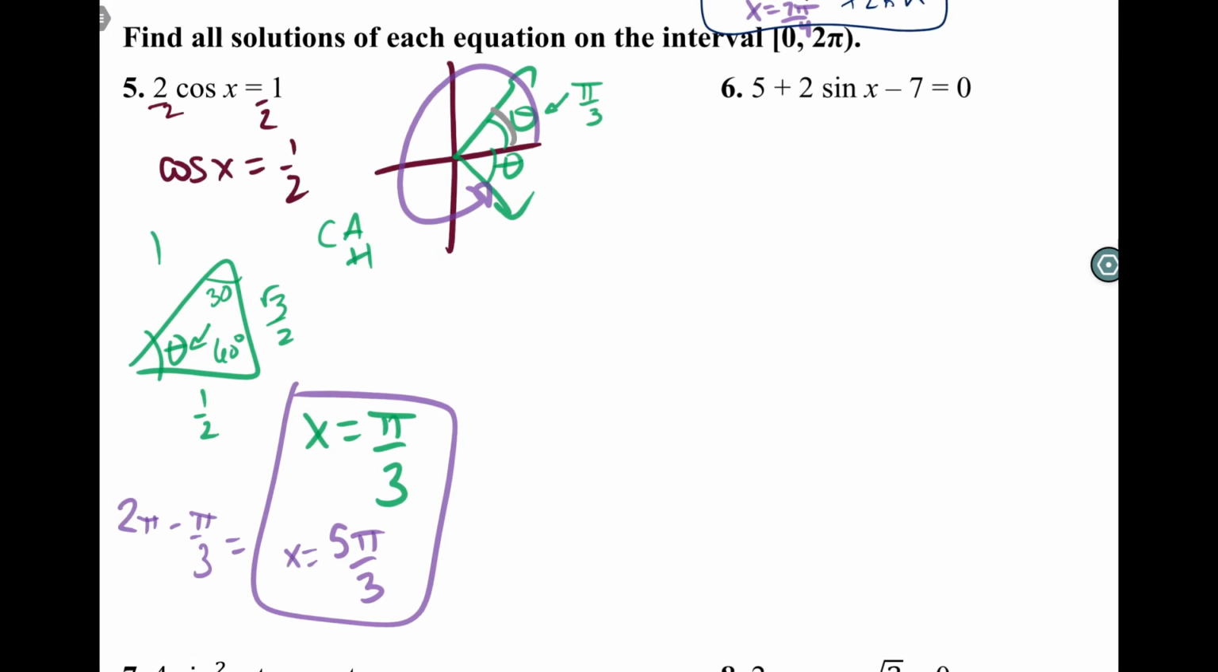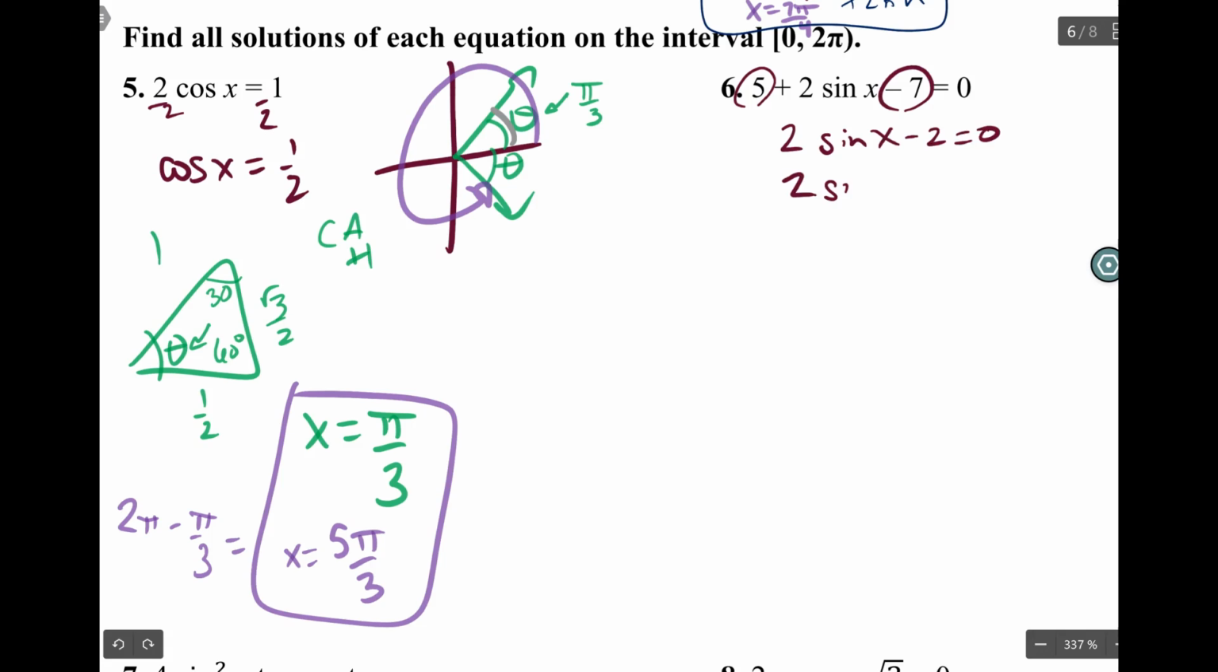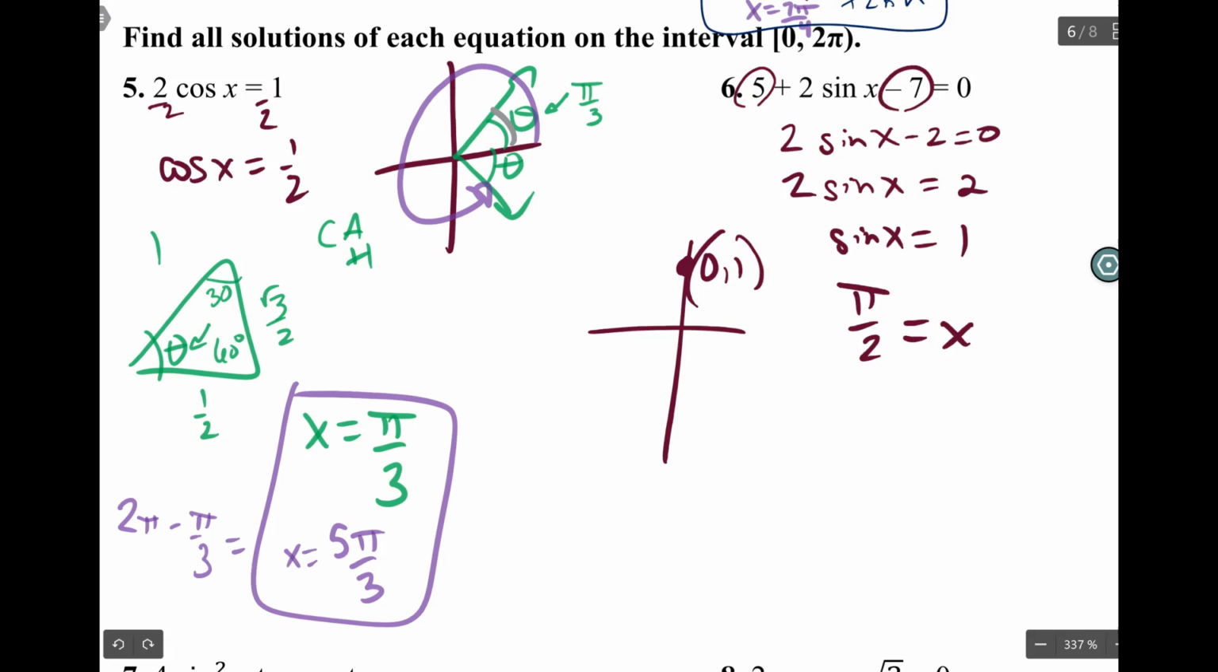Let's try this next one. So this is similar to the last question that was on your quiz. I need to get sine of x by itself. First, I'm going to combine like terms. 5 minus 7 is negative 2. So 2 sine x minus 2 equals 0. Add 2 on both sides. 2 sine x equals 2. Divide by 2 on both sides. Sine x equals 1. Where does sine equal 1? Pi over 2.